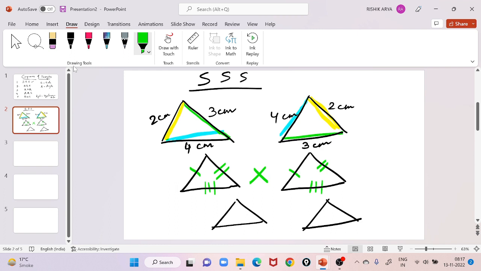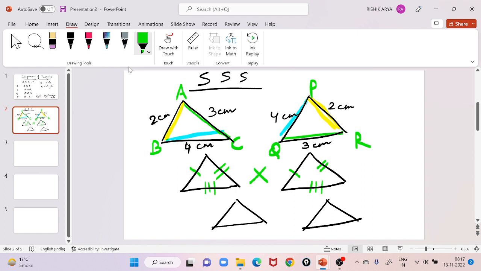Always in this manner only, we can't say that the two triangles should be equal. Any two corresponding sides can be equal. What is the meaning of corresponding? Corresponding means, for example, if I am naming this triangle ABC and this triangle PQR, and if AB is 2 centimeter and PR is 2 centimeter, this means that AB corresponds to PR because both lengths are equal to one another.